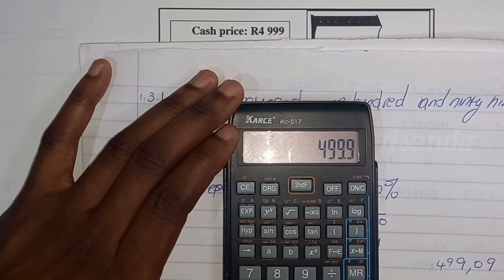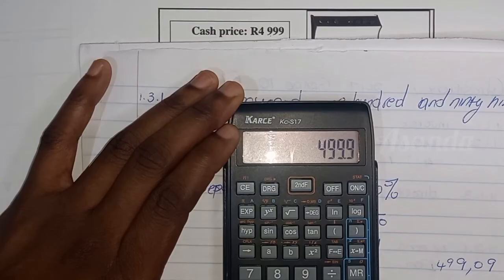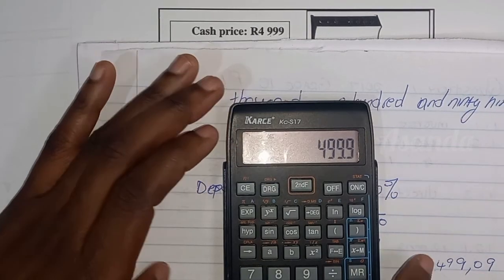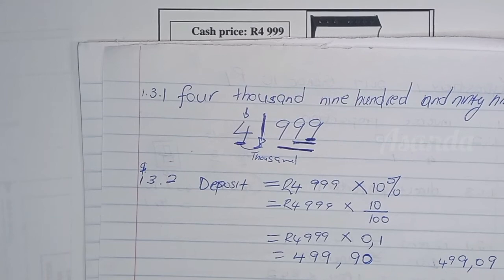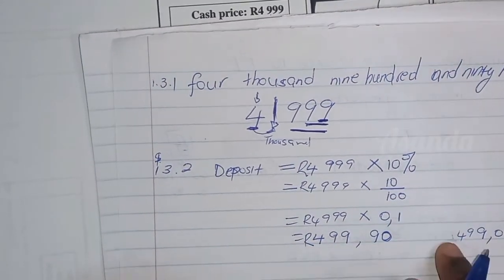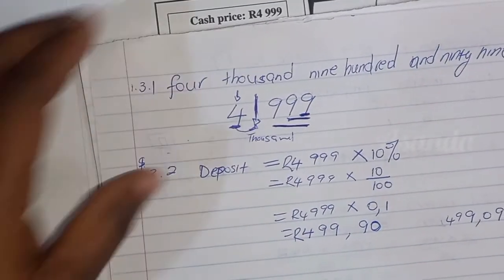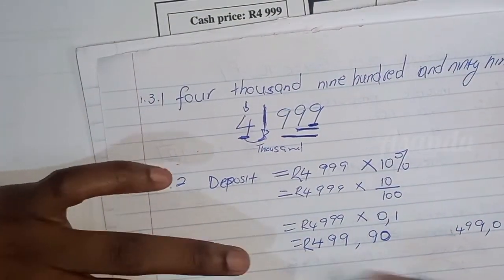But if I say is equal to, look at what the calculator does. It removes the 0. So if the 0 is on the other side of the comma, and this is the last number after the comma, then the calculator doesn't write it. But it's 90 cents. It's not 9 cents. Okay, we know how much he's going to pay. He's paying almost 500 rand for the deposit. That's cute.